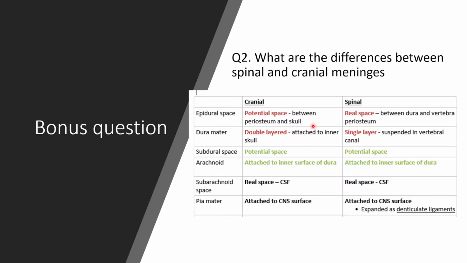We have the dura mater, which is double layered. So one is attached to the inner skull, and one is attached to the meninges, whereas in the spine, there's only one. You also have the subdural space, which is a potential space in both cases. You have arachnoid mater, which is attached to both inner side, subarachnoid space, which is a real space, and the pia mater, which is attached to the CNS. And in the case of the spine, it's expanded as denticulate ligaments.